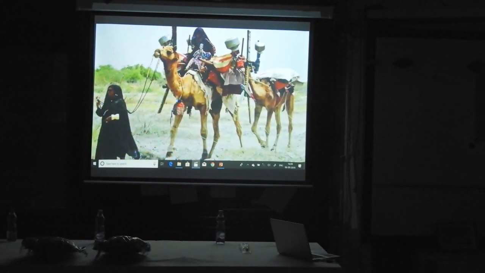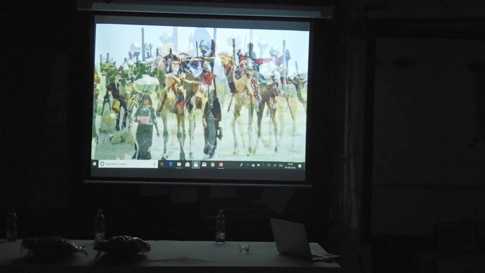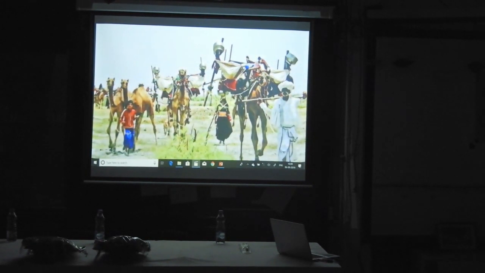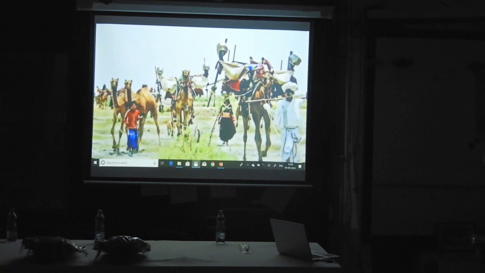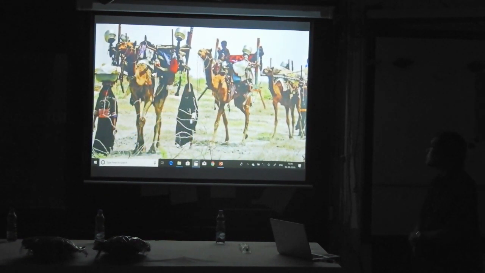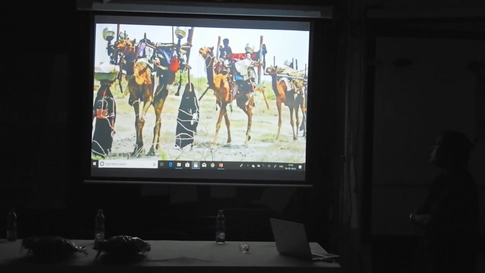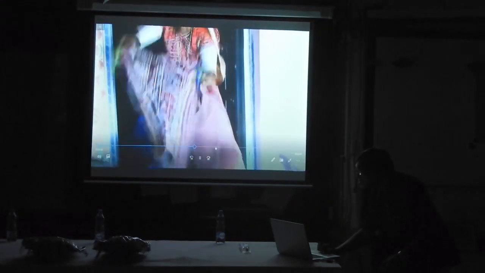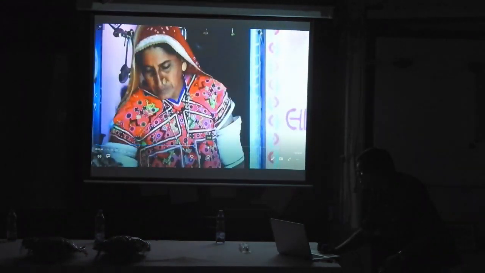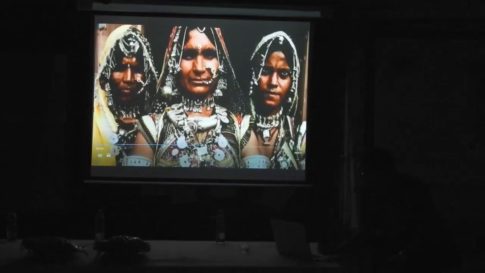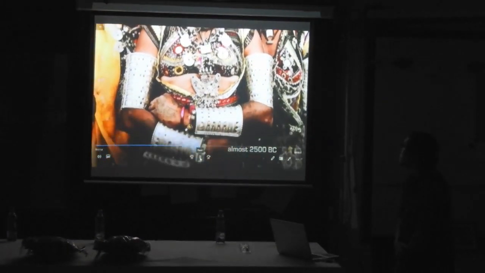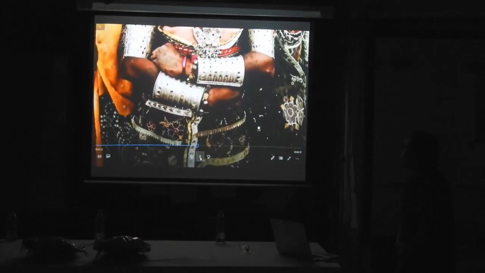In this plain, there are the Rabari tribes who are nomadic and semi-nomadic pastoralists moving from one place to another, carrying their entire household on the camel's back. Their folk art in the form of embroidery highlights the traditional Gujarat's Kutchi ancient culture, going back to the Harappan period of almost 2500 BC.